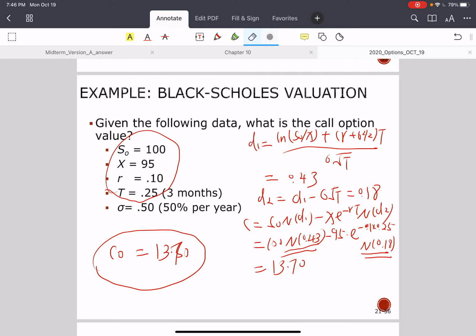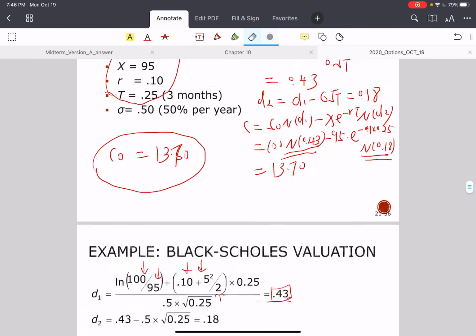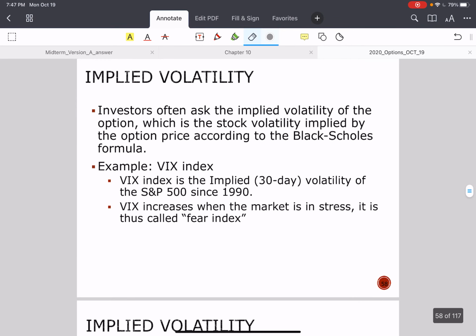So in this case, given the call price, I solve sigma, and this solved sigma is called implied volatility because it is the volatility of the stock implied by the option price according to the Black-Scholes formula, right? So in the actual financial market, there is this very famous index which is called the VIX Index. So what is a VIX index? It's really a measure of the implied volatility of the US market.